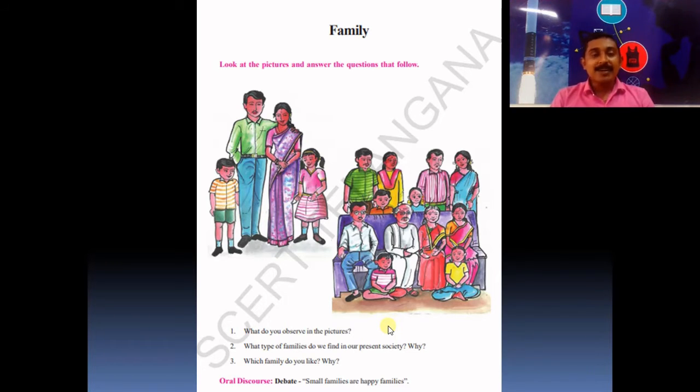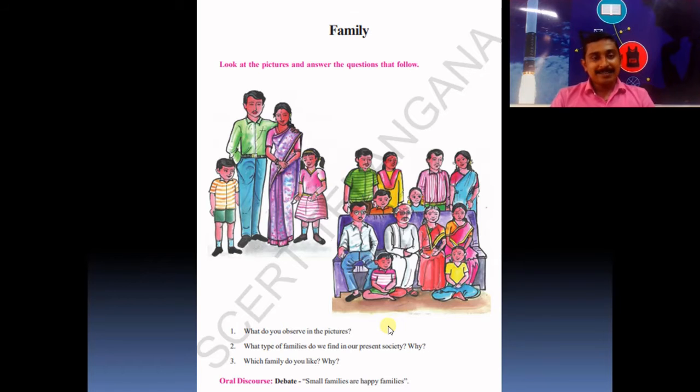In the present scenario, what do you observe? Do you observe large families or small families? Yes, commonly we find small families. Which family do you like? Some of you may like small families, some of you may like large families, or joint family, it's also known as joint family. Let us see why the number of joint families is decreasing in the present scenario.